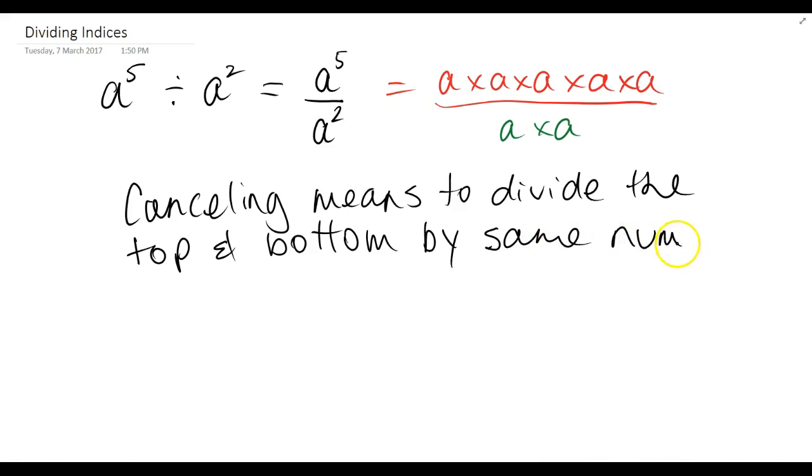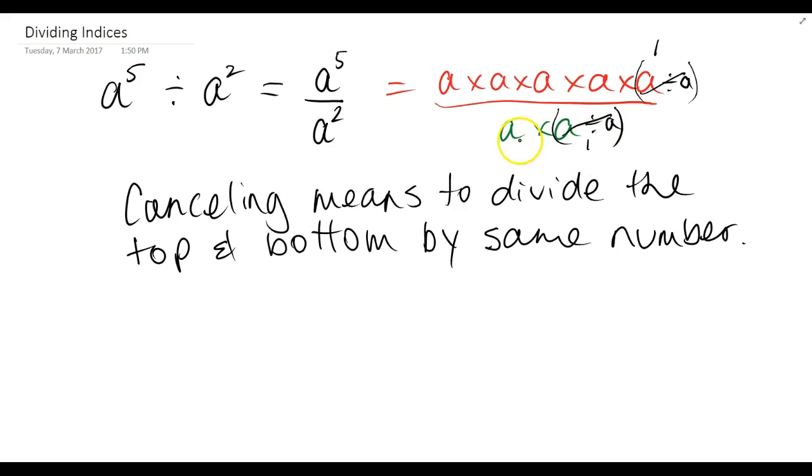So when we do this here, I've got a letter, so there's no number, but that's okay. I'm going to treat the a like a letter. So I can see that I can divide by a in the top and I can divide by a in the bottom. What is a divided by a? Well, that's just 1, so that gets rid of one of those a's there. And then down here, what is a divided by a? Well, that's also just 1.